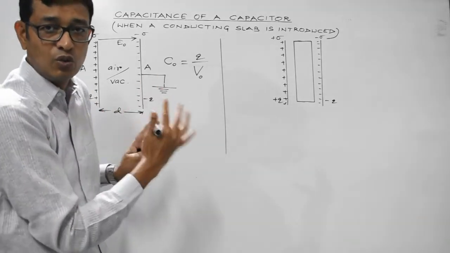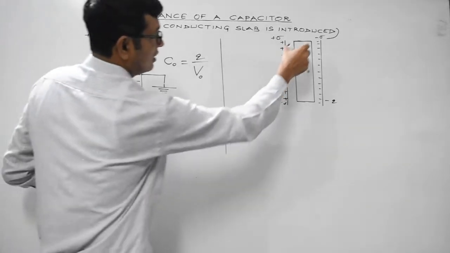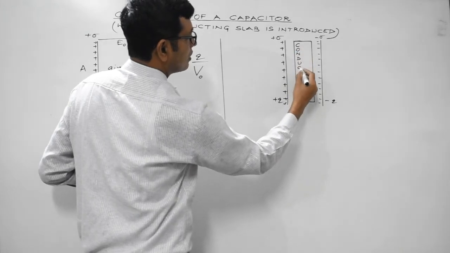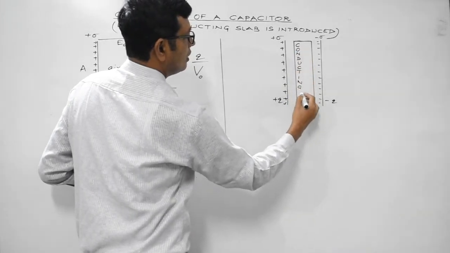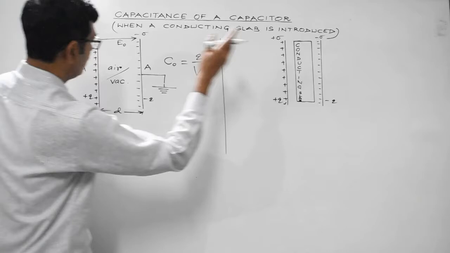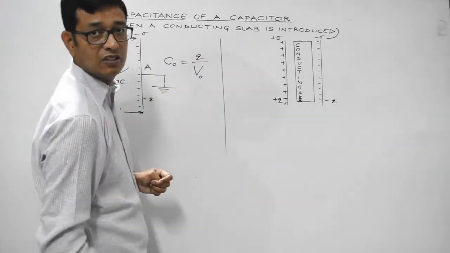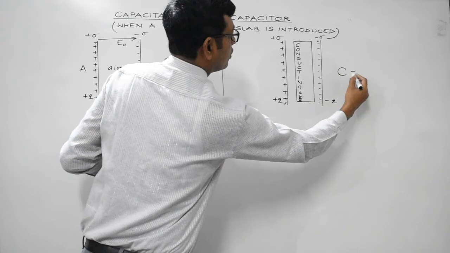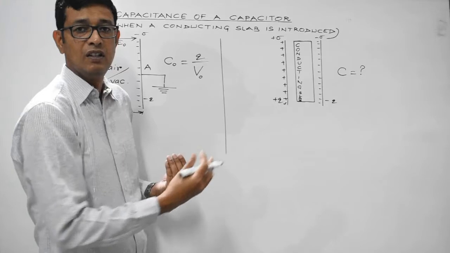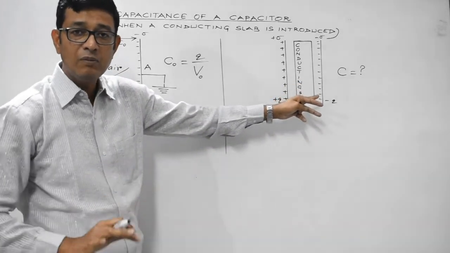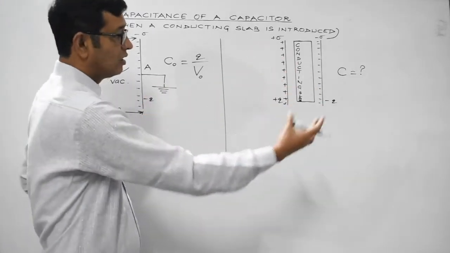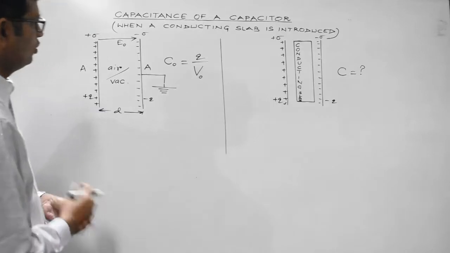So what we are going to do is, when a conducting slab, this is a conducting slab, is introduced in this space between the plates of the capacitor, then we are supposed to find out the expression for the capacitance and then compare what will happen. Will the capacitance in that case remain same? Will it increase? Will it decrease? That is what we are supposed to do in this particular article, right? So let's discuss this one.